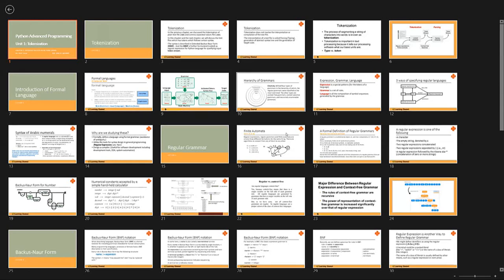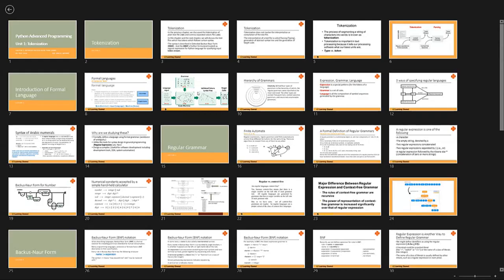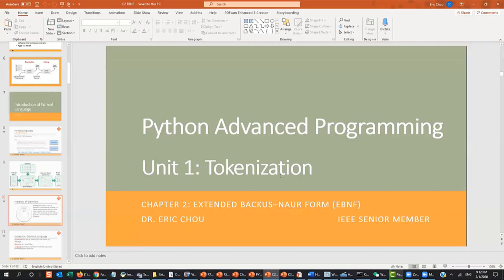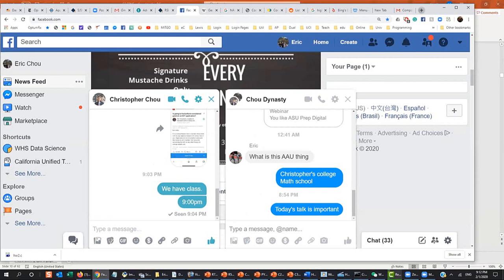So let's jump to this one we see. Now we are starting the grammar. The grammar is actually called Chomsky grammar. There are several levels: regular, context-free, context-sensitive, and recursively enumerable grammar. Chomsky is a person. So let's Google Chomsky.